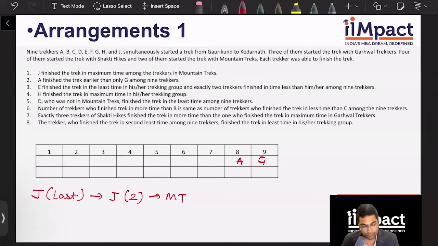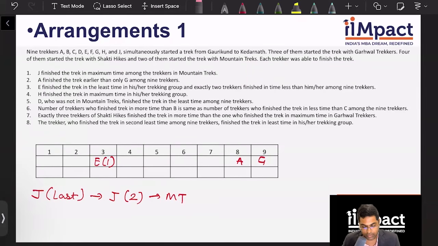Clue number 3. E finished the trek in the least time in his or her trekking group, and exactly 2 trekkers finished in time less than him or her among the 9 trekkers. So clearly, E is third and is first among his or her group. Guys, the number in the bracket is representing the rank within the group. Don't get confused. All right. So this is what I know. That means I know that the people who were before E, that is 1 and 2 position, are not from the same group as E. I can conclude that very simply. Yes.